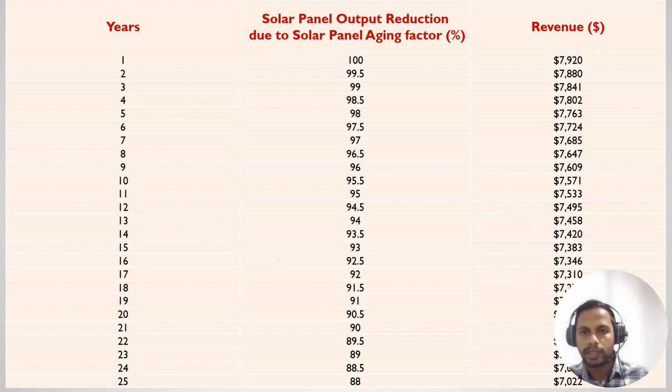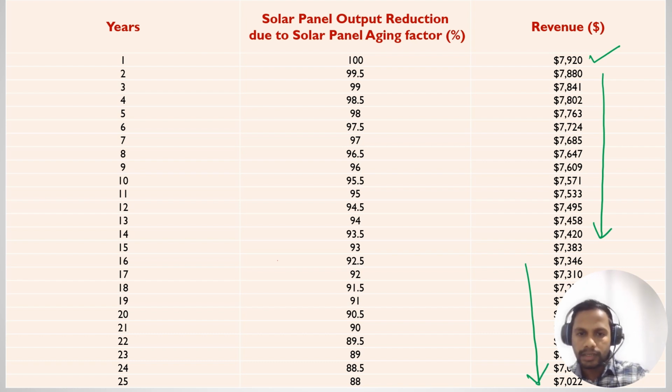So this is from the first year, $7,920, and it goes up to year 25. My image is blocking here, so year 25. Now we also consider the 0.5% degradation.